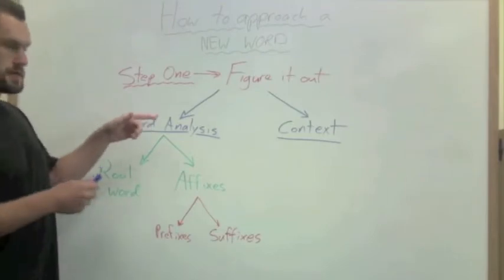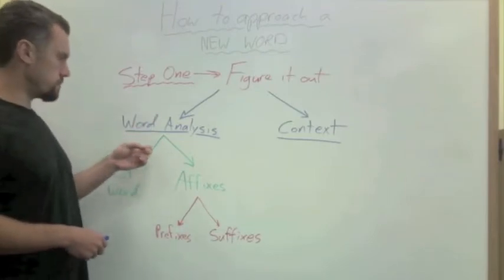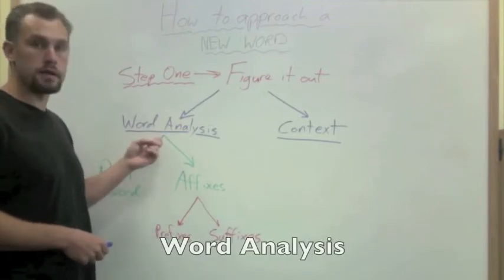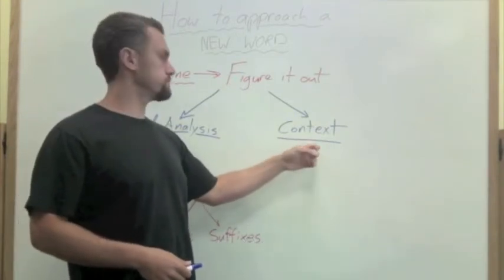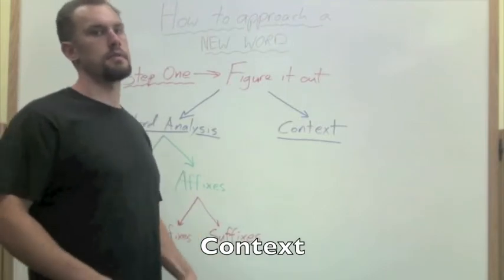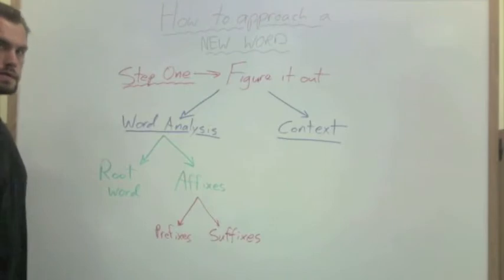Really, there's 2 basic parts to this. If you're trying to figure out a word, you can basically break the word down into its parts to try and understand it better. It's word analysis. Or you can look at the words around that word, look at its context to try and figure out its meaning and or part of speech. Let's take a closer look at word analysis first.